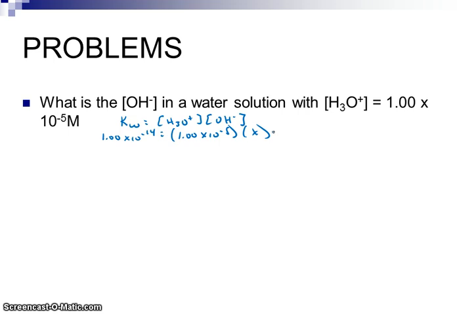So we're going to divide both sides by 1.00 times 10 to the minus 5 to solve for x, and we're going to get x equals 1.00 times 10 to the minus 9. And that's the concentration of our hydroxide ion concentration. Now, we could do this problem without using a calculator, because we know that when we divide with exponents, we're going to take those exponents and subtract them. So we've got a negative 14 subtract negative 5, and that's where that negative 9 comes from.